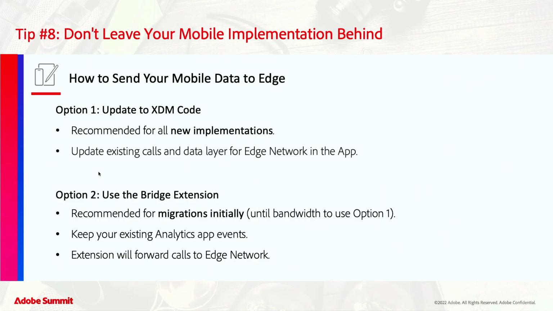If you're migrating, we have another fun tool, and it's called the bridge extension. And this is recommended for migrations, at least initially. I would say when you find the time and you get the bandwidth, everybody should move to option one. But to get things moving, start with the bridge extension. And it basically takes those events, track state, track action, and it forwards them on to the Edge network without your app developers having to go in and change anything. It'll also take your context data and kind of forward it in a generic form with those events.